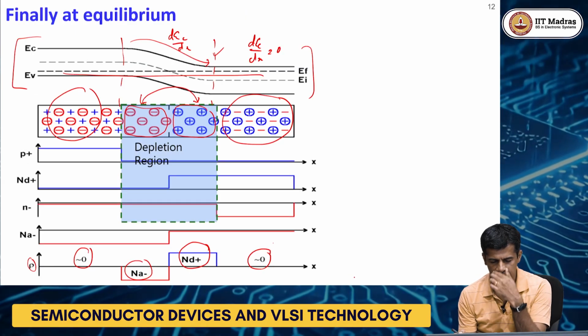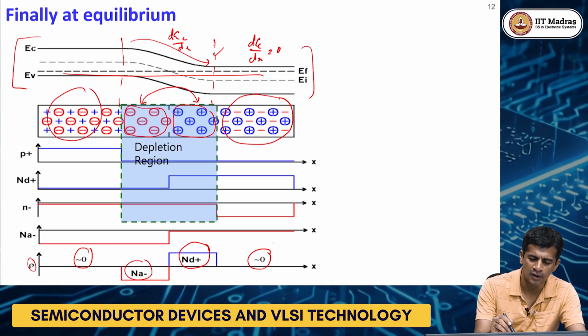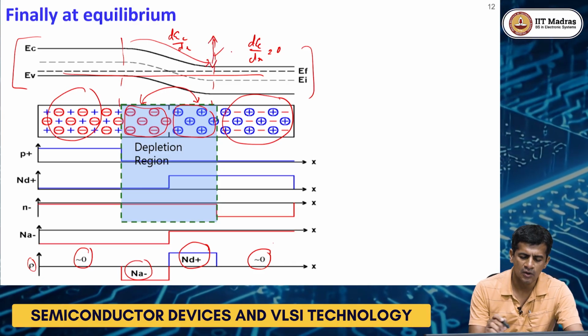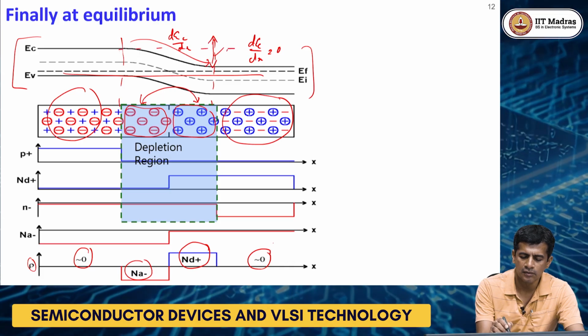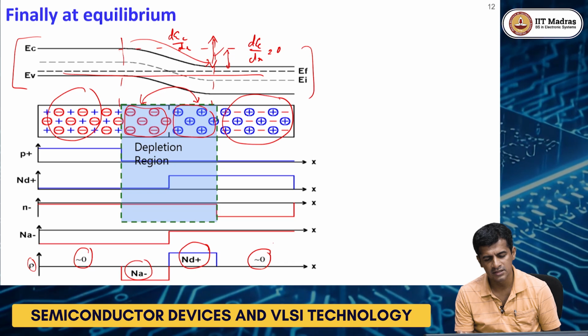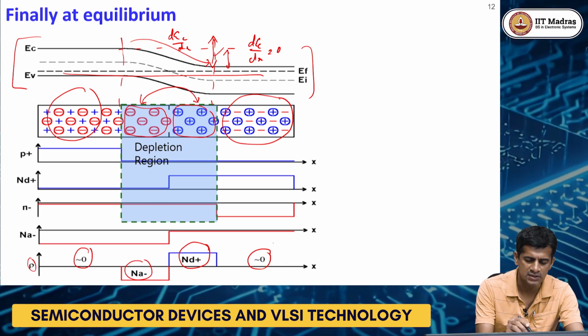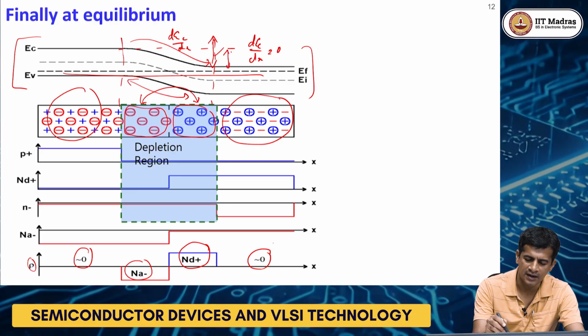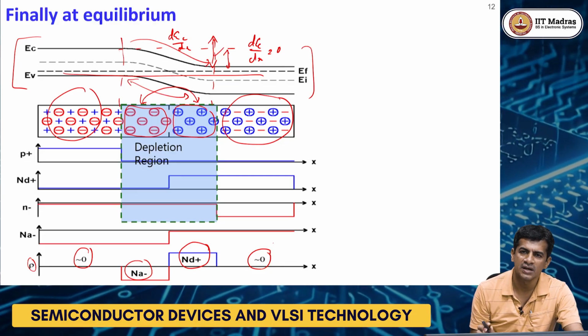Now the question is whether you can explain what this barrier is. So let us try to derive this energy barrier, that is the energy barrier for electrons and the energy barrier for holes. In this case, the energy barrier for electrons is exactly the same as the energy barrier for the holes.